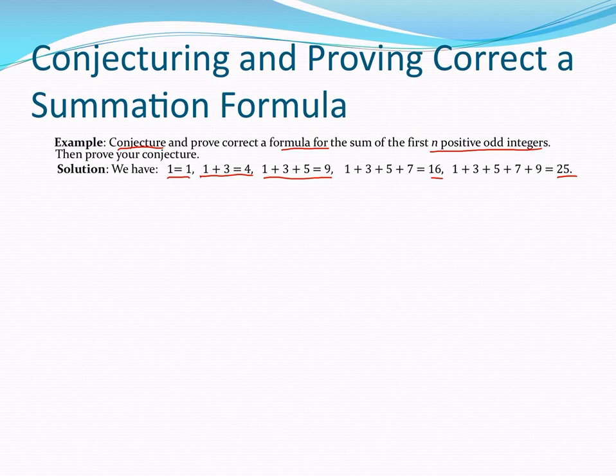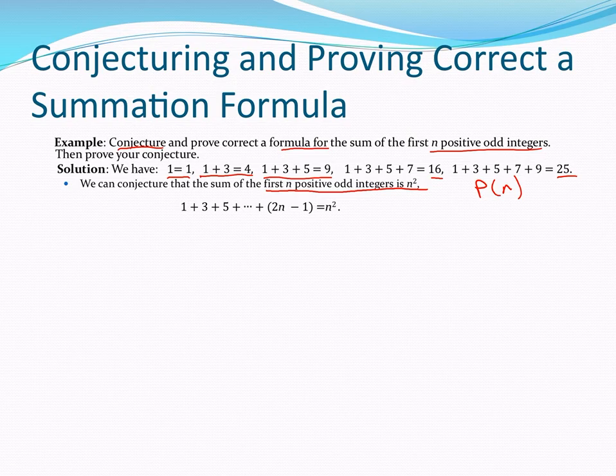And so it would seem natural to suggest that the sum of the first n positive odd integers is n squared, and that would indeed be our propositional function that we want to prove for all n. Or we could state it like that.